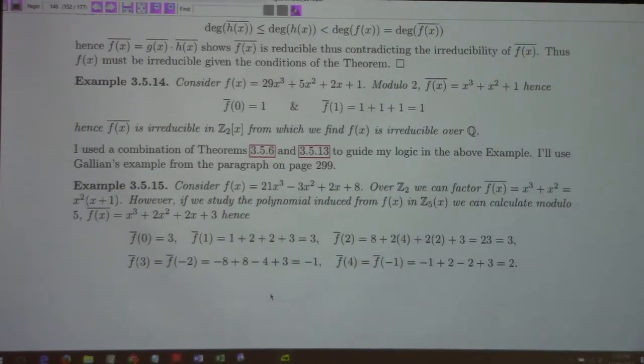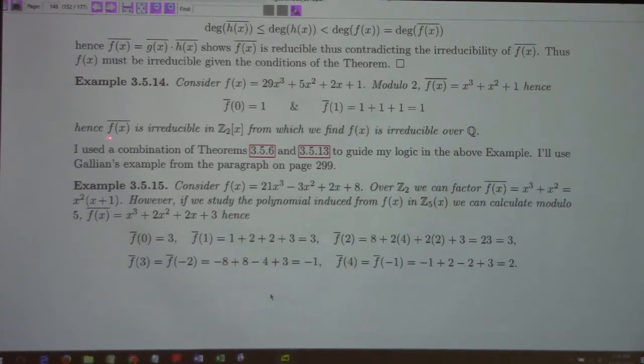So for example, to decide whether or not 29x cubed plus 5x squared plus 2x plus 1 is irreducible as a polynomial over Z, you can reduce mod 2. Well, mod 2, this is just x cubed plus x squared plus 1, right? And it's easy enough to plug in 0 and plug in 1 and see that neither of them are zeros. Consequently, you can't factor it, which means it's degree what? Degree 2, so it's irreducible.